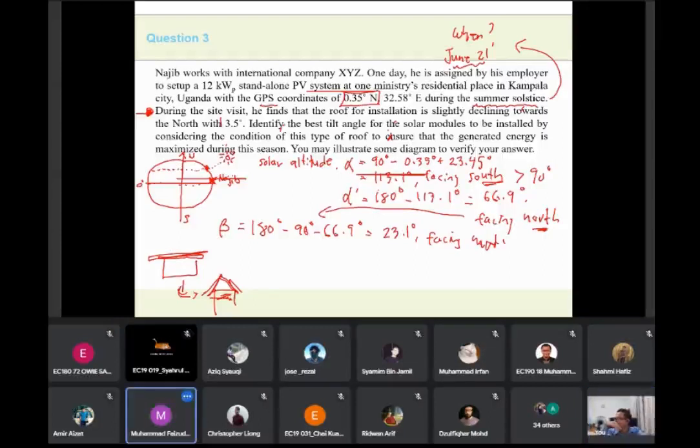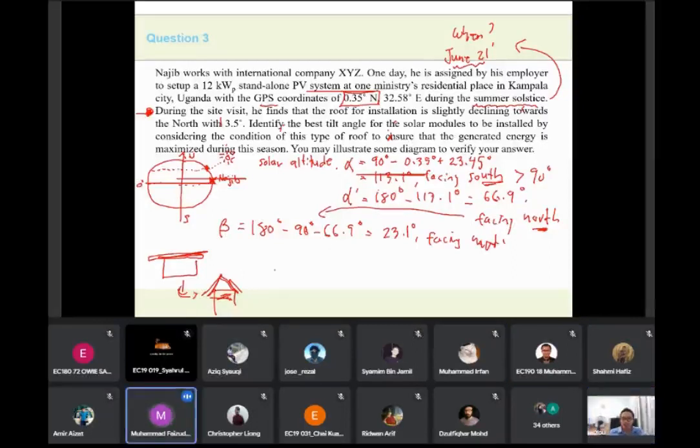Minus what? 23.1 minus 3.5. Minus because what? Because the roof is already tilted towards the north, so the roof already has the angle there, facing to the north, that 3.5 degree.